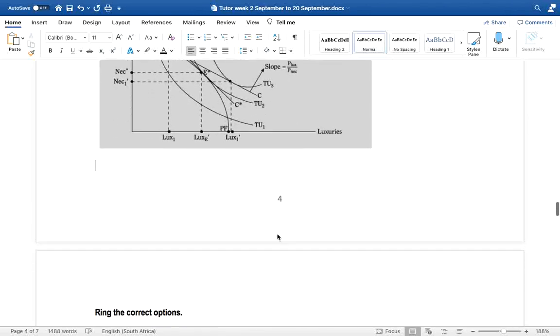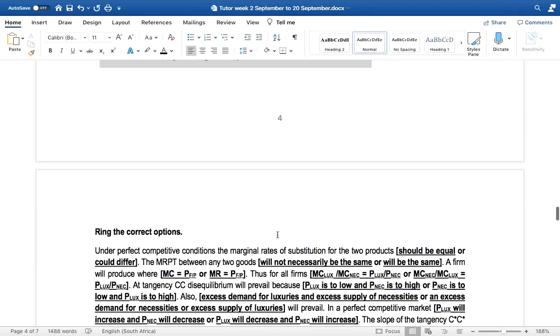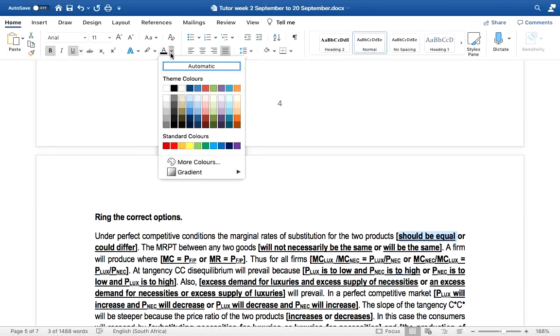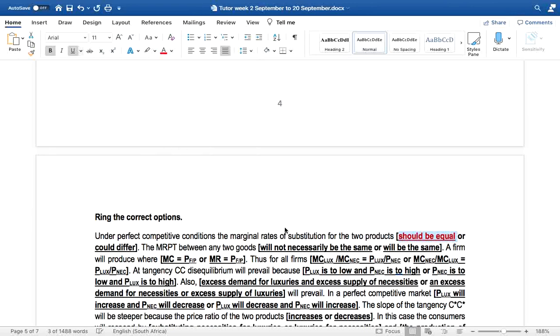Okay, so let's see. Ranking the correct options. Under perfect competitive conditions, the marginal rate of substitution for the two products should be equal. It should be equal. Remember allocation rule 1, which states that marginal rate of technical substitution should be identical or equal. And then the marginal rate of production transformation between any two products will be the same. It will be the same.